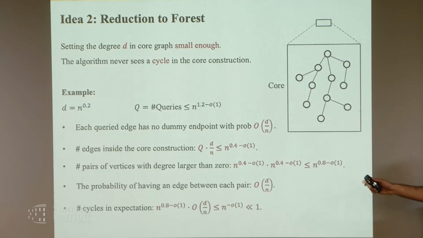And if we multiply these two numbers, we get an expected value much smaller than 1. So we expect to see no cycles inside the core construction. And why is this property important for proving the lower bound? Because we want to show that some of the maximum matching edges are indistinguishable, and we use different techniques such as correlation decay and coupling that are much easier on trees compared to graphs that have cycles.